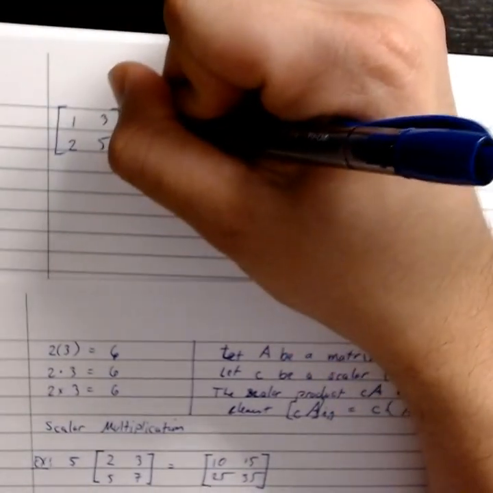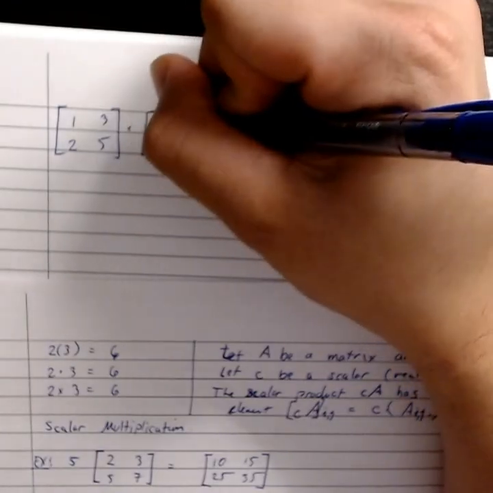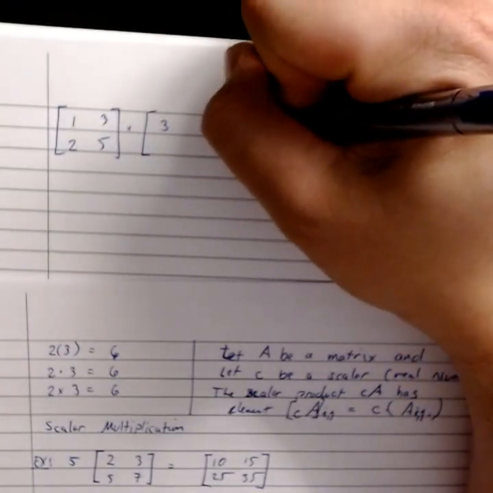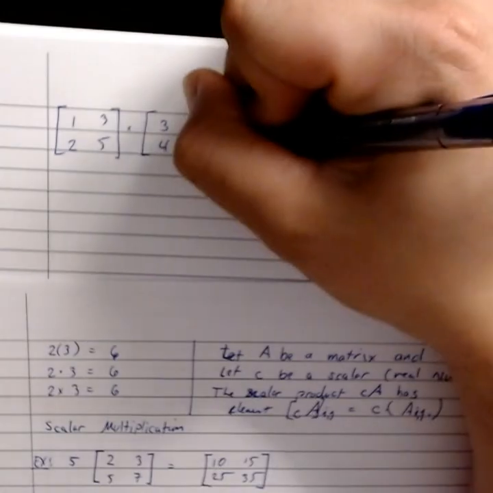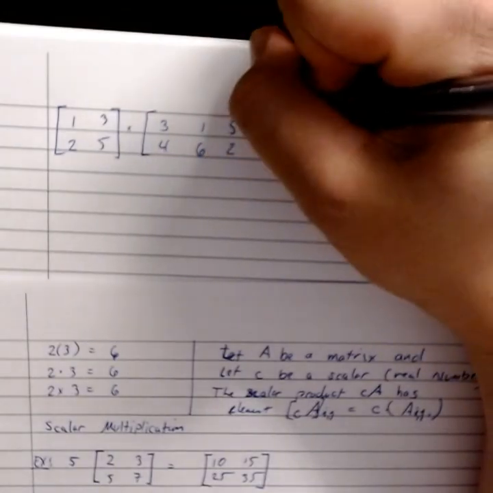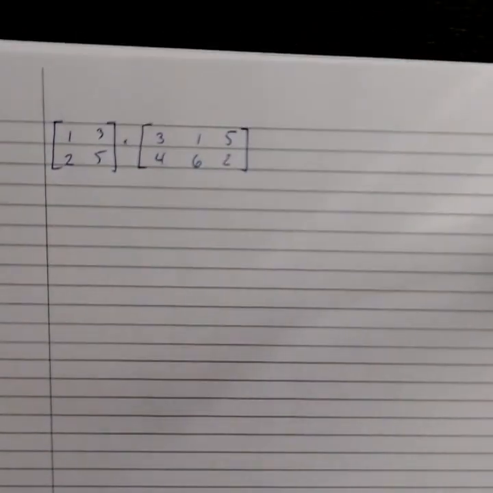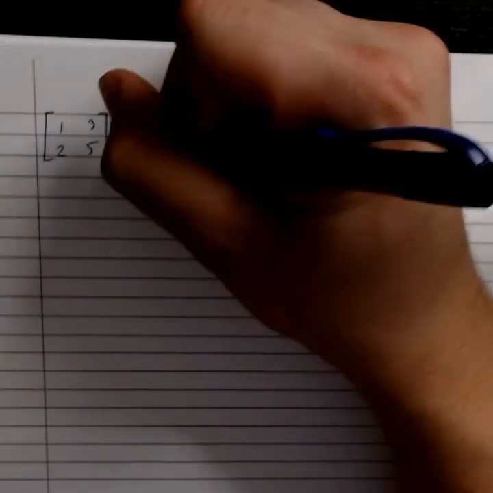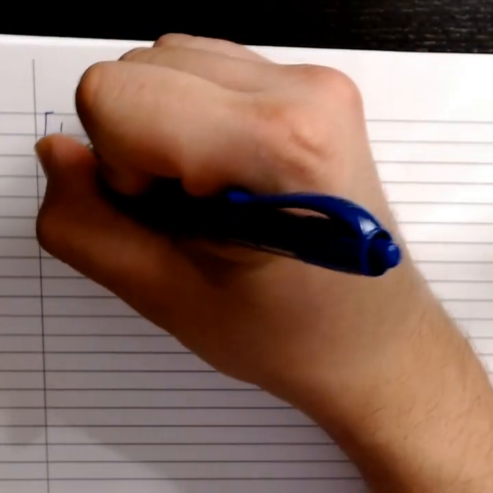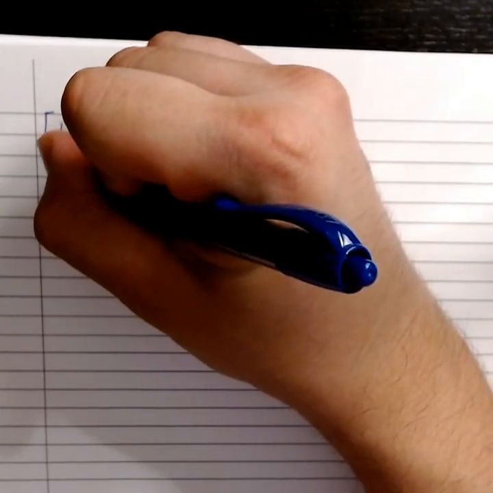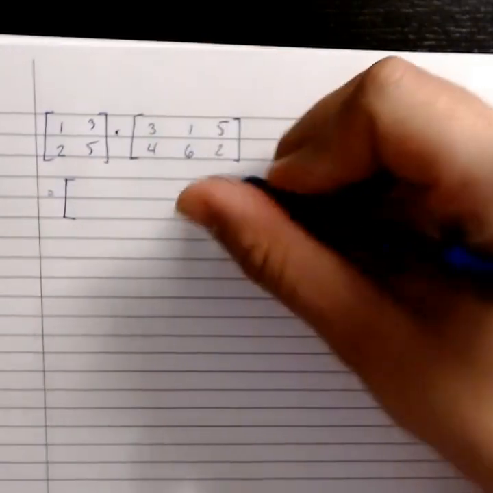And I'm going to multiply that times 3, 1, 5, 4, 6, 2. Just like that. And now when I multiply those two things together, I'm going to end up with a matrix that is 2 by 3. So what I'm going to do is fill out a blank 2 by 3 matrix.